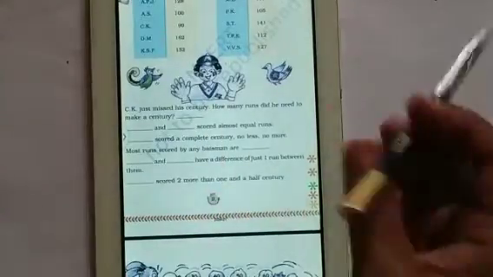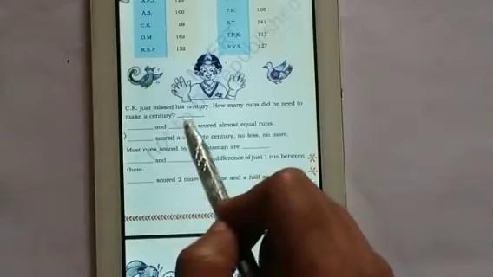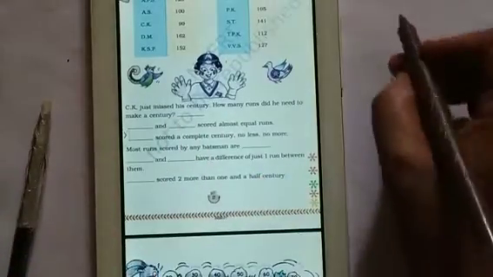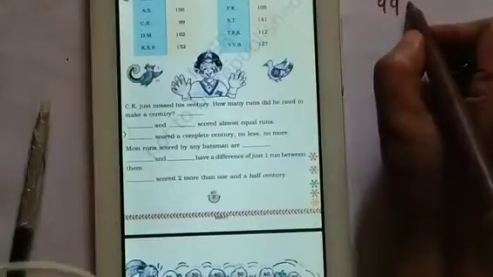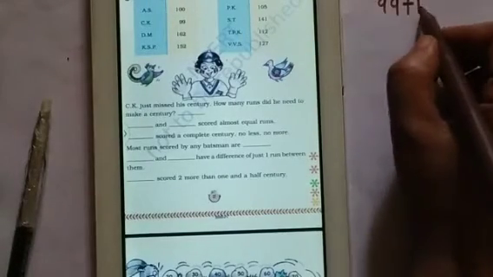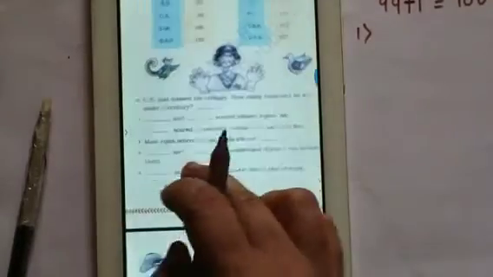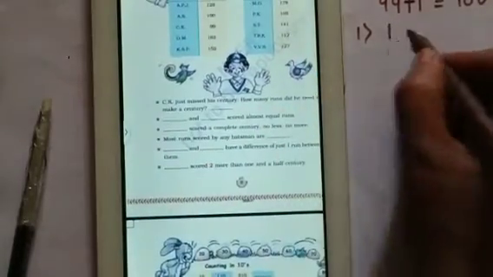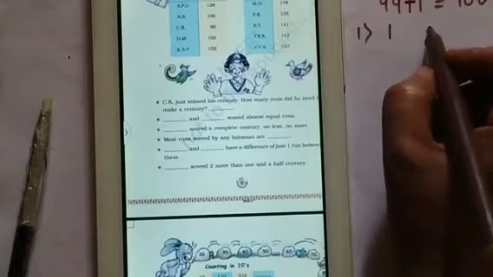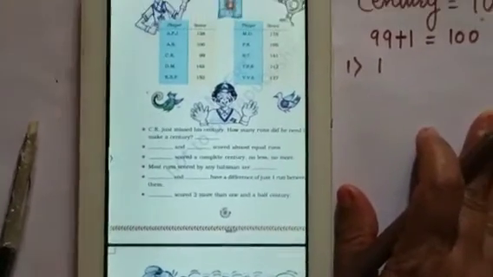So CK just missed his century. What is the score of CK? That is 99. How many runs did he need to make a century? When we add 1 to 99, we get 100. It means the answer is 1. One run is required to complete his century.